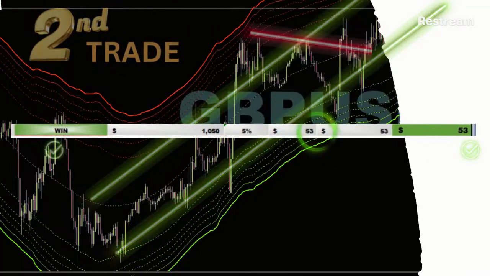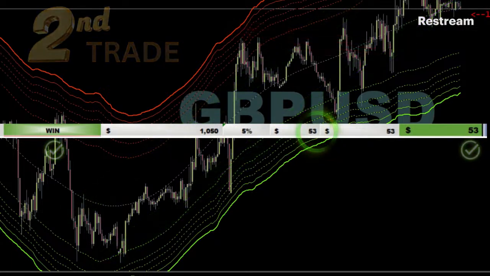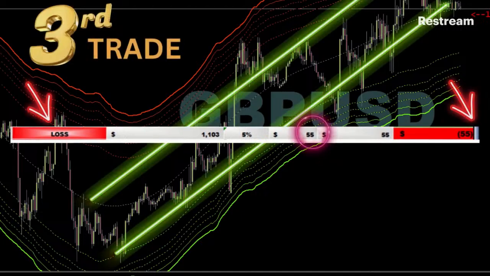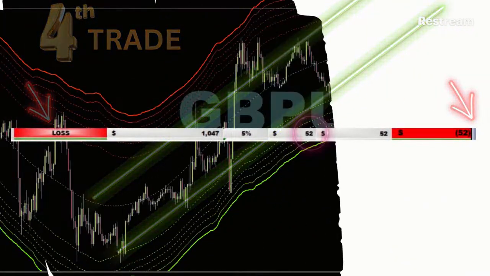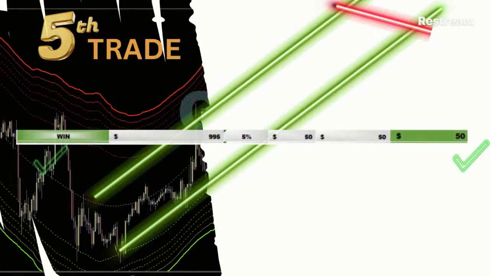Second trade. The next trade amount increased to $53 due to the win. This was also a winner, giving me $53 in profit. Third trade. The trade size increased to $55, but this one ended in a loss, costing me $55. Fourth trade. After the loss, the trade size reduced to $52, but this trade was also a loss, bringing a $52 loss. Fifth trade.